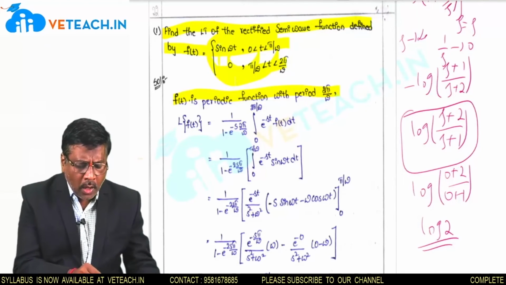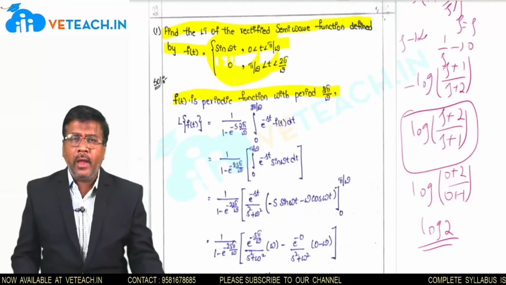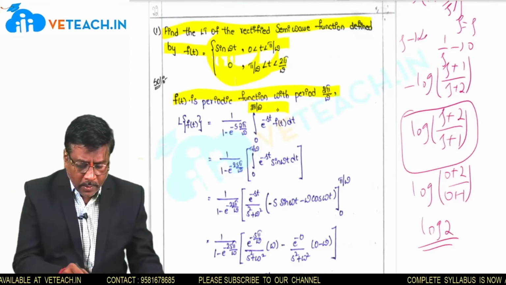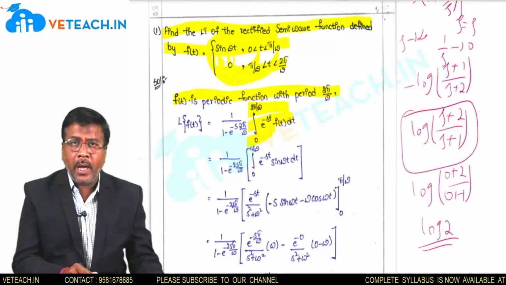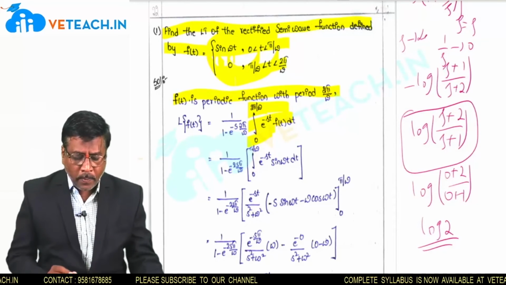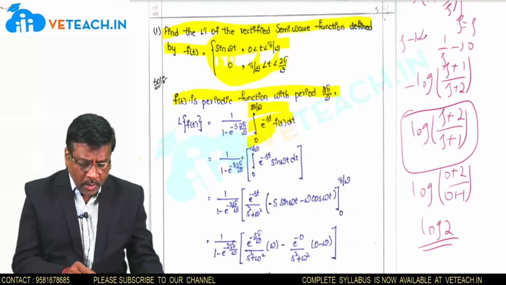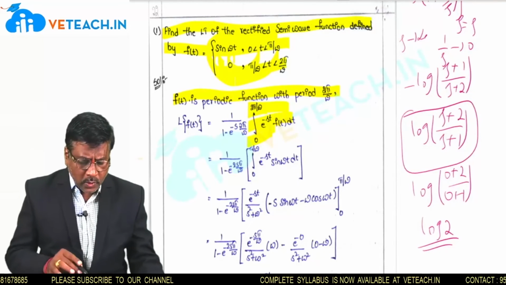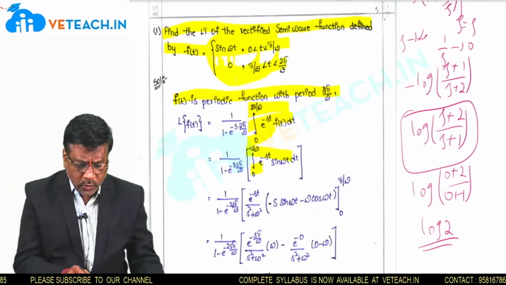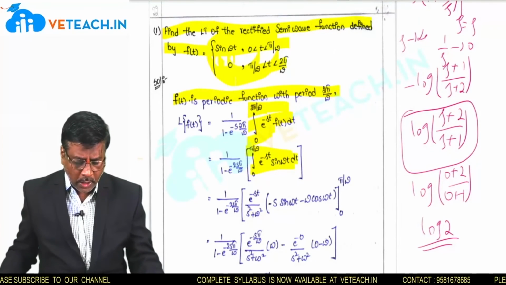This is a step function which steps at pi by omega. That is why I have to split this integral into two parts: the integral from 0 to pi by omega, plus from pi by omega to 2 pi by omega. Since the function value is 0 in the second part, we can neglect that term. So we have the integral from 0 to pi by omega of e power minus st into sine omega t into dt.